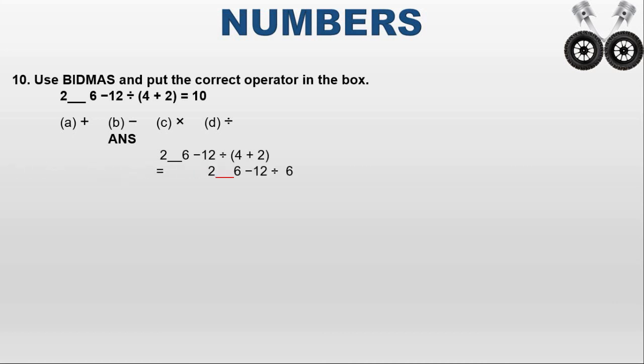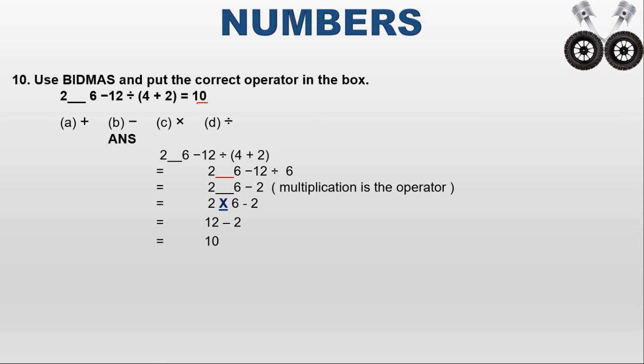So which one should be executed first? Within a bracket should be executed first. So that is 4 plus 2. What is the value for 4 plus 2? 6. So 2 box 6 minus 12 divided by 6. Okay, now see the operators subtraction and division. Which is executed? Division. So 12 divided by 6 is 2. So next one, see here: 2 box 6 minus 2. Okay, so I have to get the answer. What is the answer given here? The answer given here is 10.